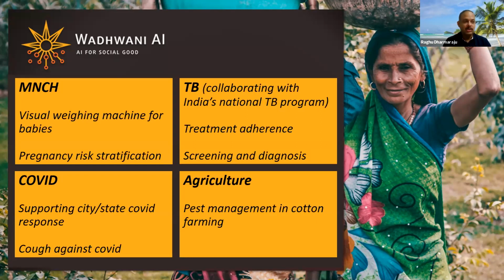Agriculture is also one of our programs we had started pre-COVID. One big project there is pest management in cotton farming. But COVID really pulled us real time into supporting cities and states in COVID response. We initially did that through the consortium, and we went really deep with Mumbai, which has been the epicenter of the pandemic in India. And we also have some great results on cough against COVID. Let's move to the next slide.